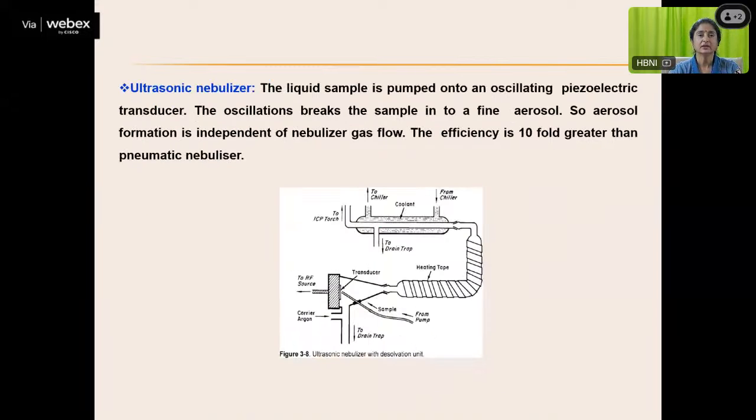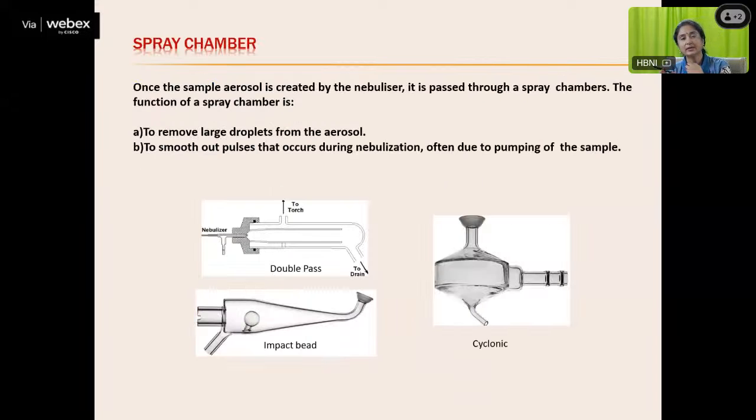Then ultrasonic nebulizer. All those above are pneumatic nebulizers, and another type is the ultrasonic nebulizer. The liquid sample is fed onto an oscillating piezoelectric transducer, where the oscillations break the sample into a fine aerosol. So aerosol formation is independent of nebulizer gas flow. The efficiency is around 10-fold greater than normal pneumatic nebulizers. So it is a very good nebulizer.